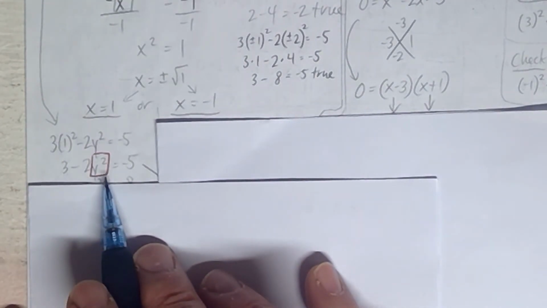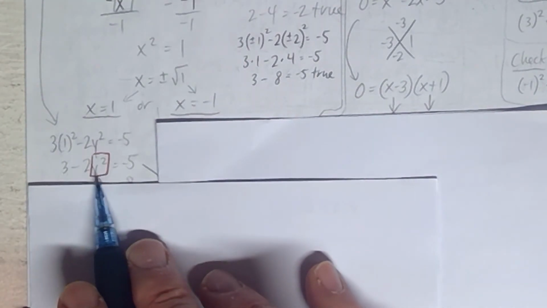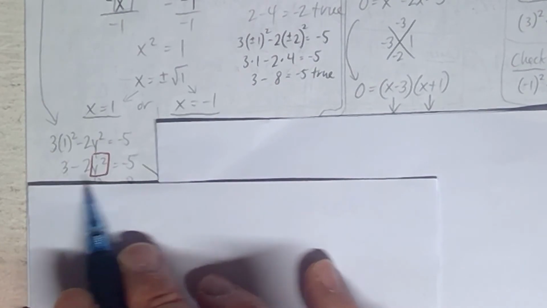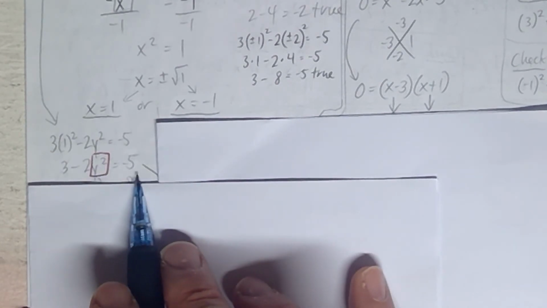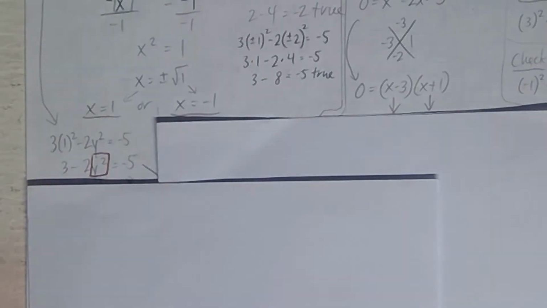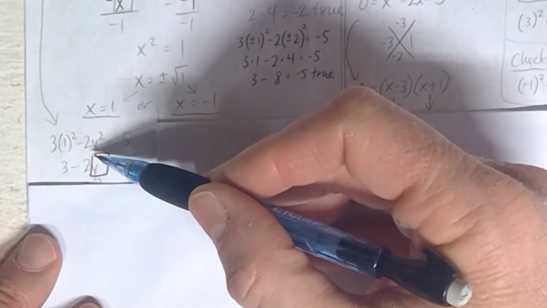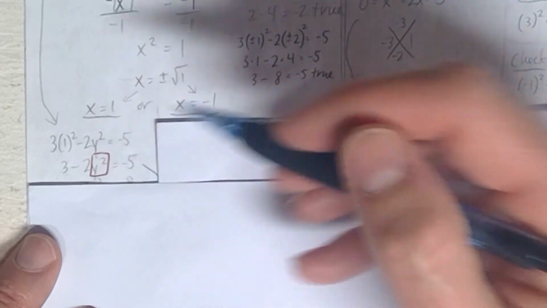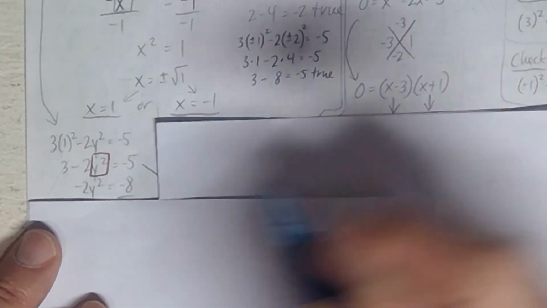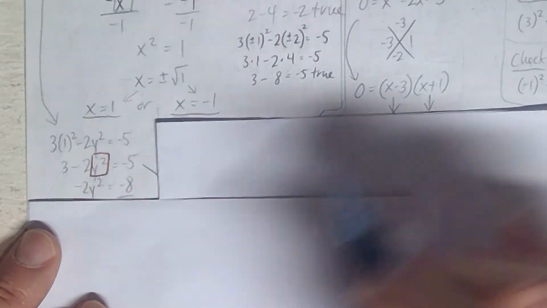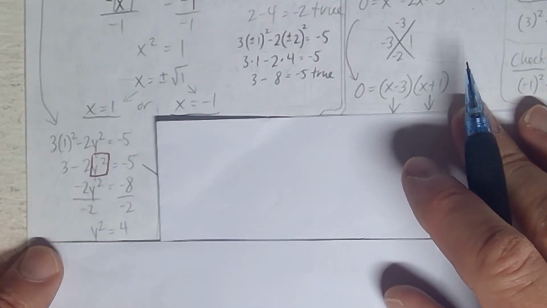And once again, you've got the variable being squared, but that's it. The variable's not anywhere else. It's just a y squared with no y anywhere else. That means that we treat the y squared like it's a variable. We get it by itself in the same normal way. So I subtract the 3 over, and then I divide out the -2, and I get y squared equal to 4.